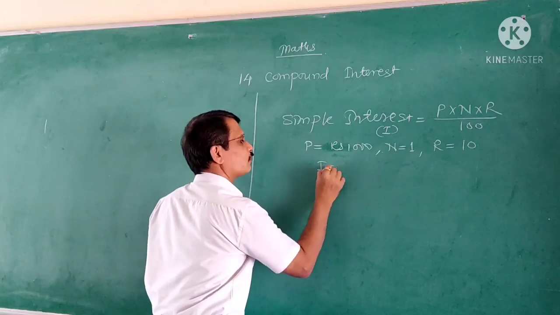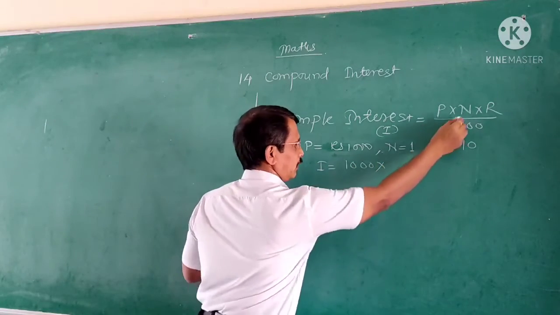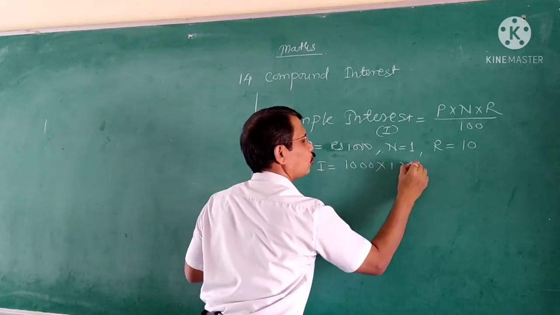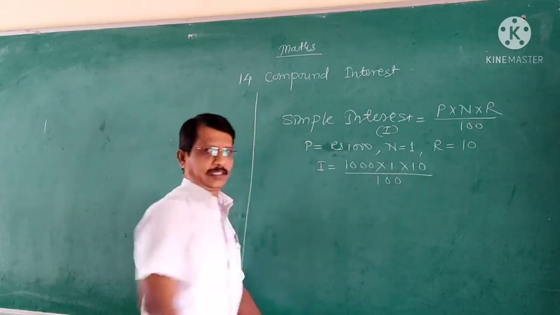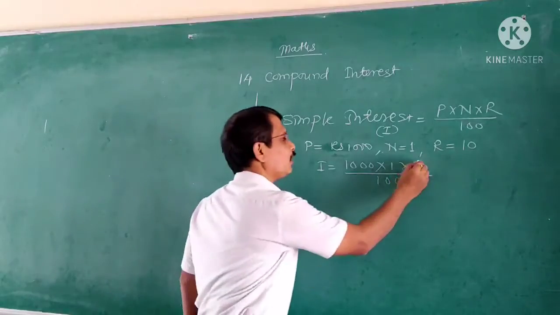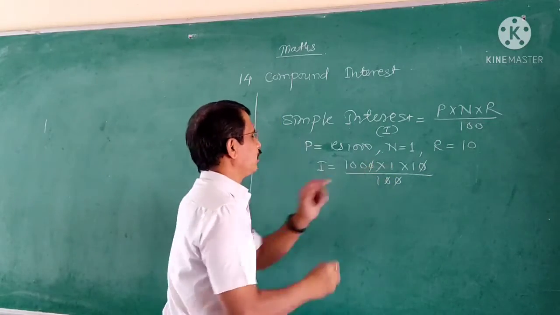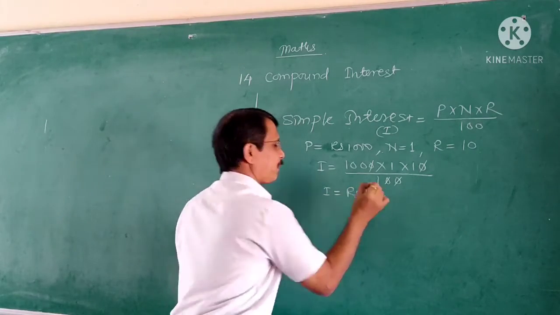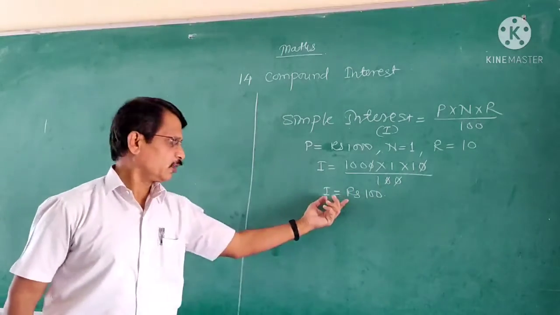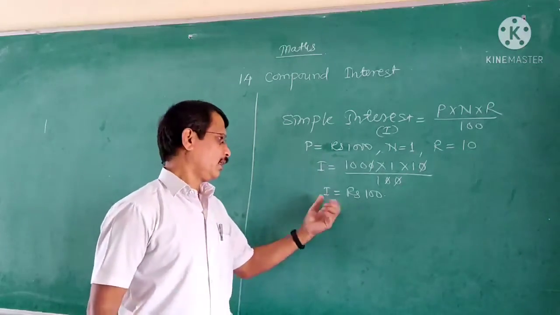I is equal to 1000 multiplied by number of years 1, into 10, the rate of interest, divided by 100. Here 0 cancels, here 0 cancels. Here 100 remains. Interest is rupees 100.